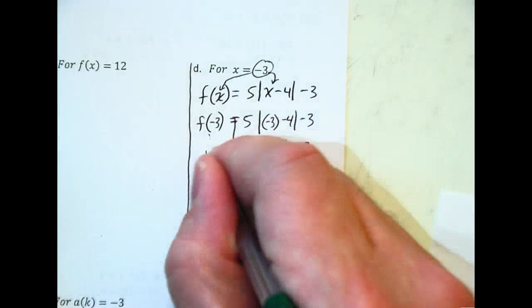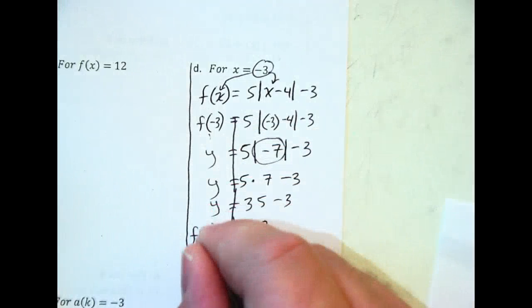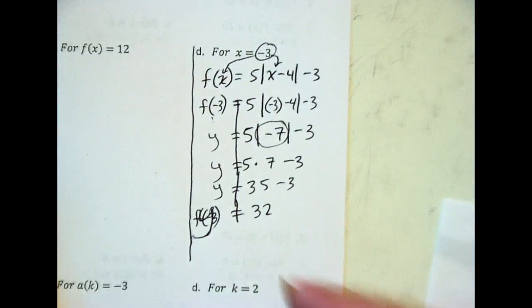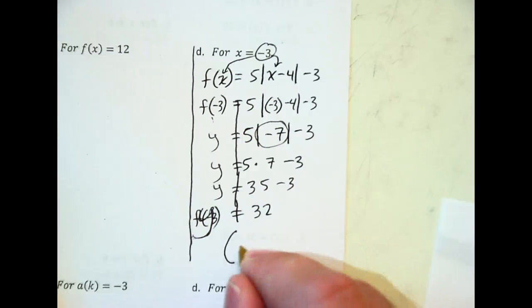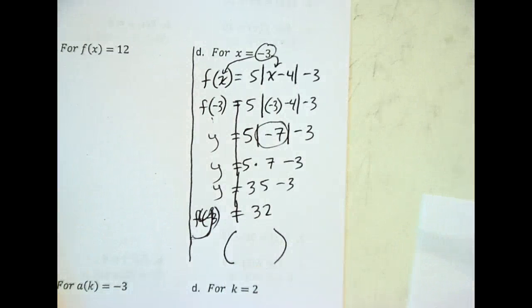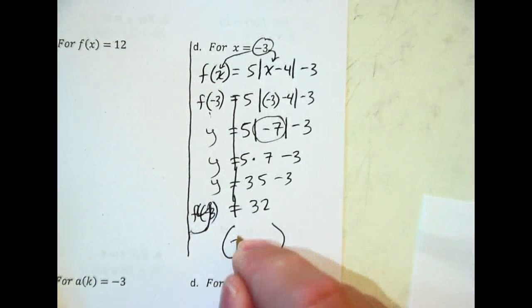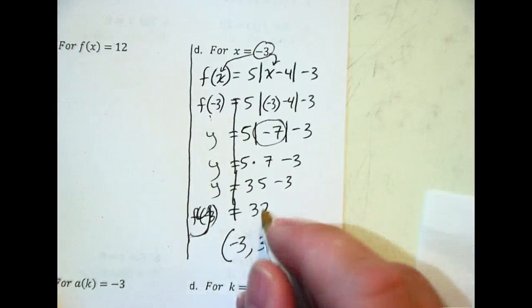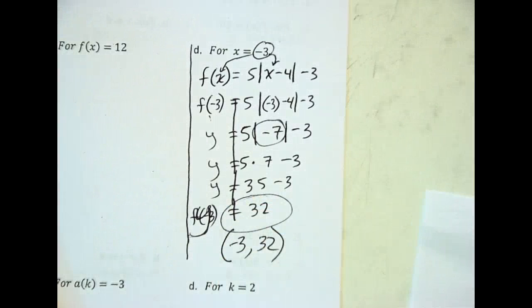Or if you wanted to, you could have called it y, right? If you just wanted to say that's the same thing as y equals 32. So your ordered pair, what would x be? -3. And what's y? 32. All right. Nice work. Okay, that's our solution.